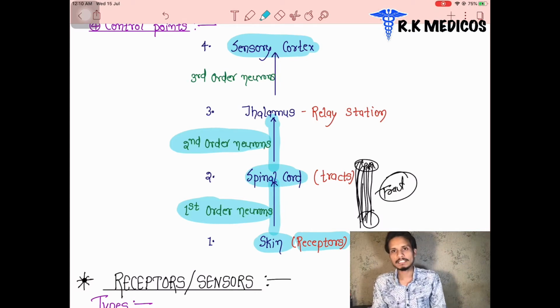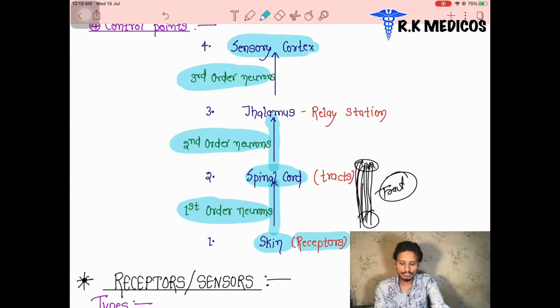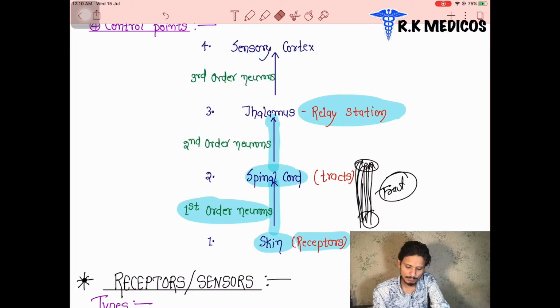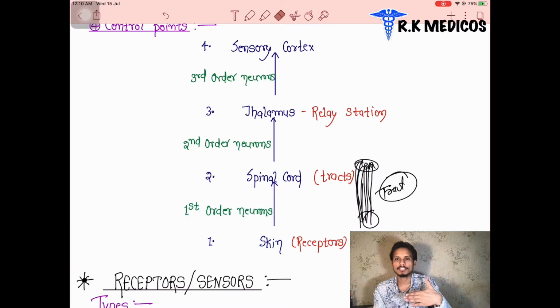So this is the sequence of movement of impulses to the cortex of our brain. There are three orders of neurons working here in four steps, and the thalamus acts as a relay station. You have to memorize it, that's all. Nothing to worry about here. Just memorize that there are first order, second order, and third order neurons, and there is the skin. The receptors are always located on the skin in the general senses. In the special senses, they are located inside our brain or skull.